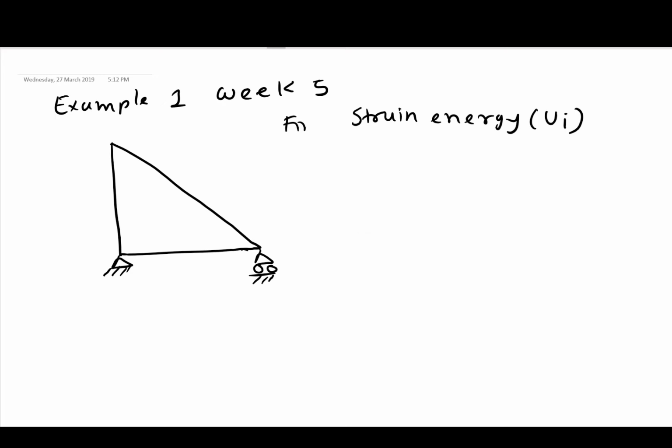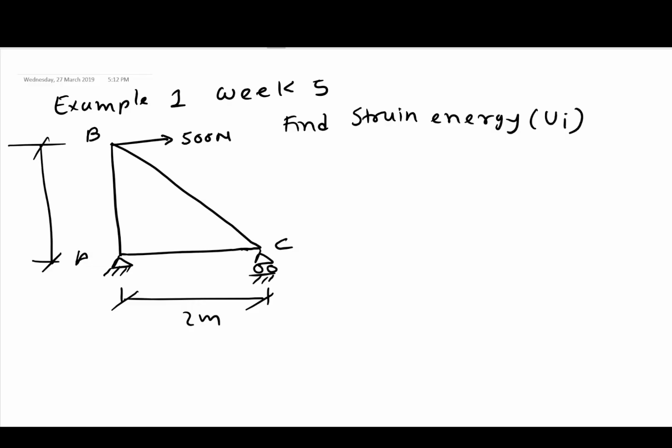To find this strain energy, it has a pin and roller at point A and at point C, and it has a horizontal load of 500 Newton at B, and this length is 2 meters and this length is 2 meters. Now for these problems we need to find the member forces. We did it in week number 3. These examples are again taken from week number 3, but I'm going to describe here again how to find the member forces.